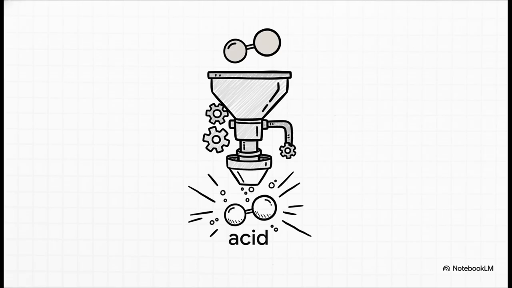So hydrogen chloride gas dissolved in water, that becomes hydrochloric acid. Hydrogen sulfide, that becomes hydrosulfuric acid. It's a highly predictable step-by-step pattern.